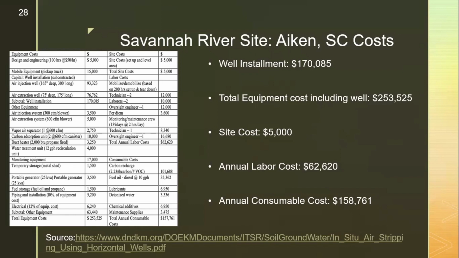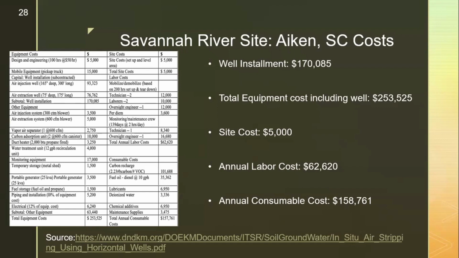This includes an air injection system with a 300 cubic feet per minute blower, an air extraction system with a 600 cubic feet per minute blower, a vapor air separator, a carbon absorption unit, a duct heater, a water treatment unit, monitoring equipment, temporary storage, a portable generator, fuel storage, piping, and installation.